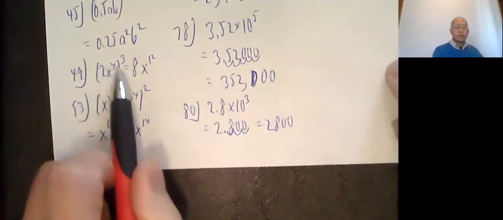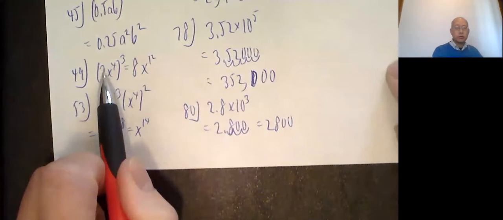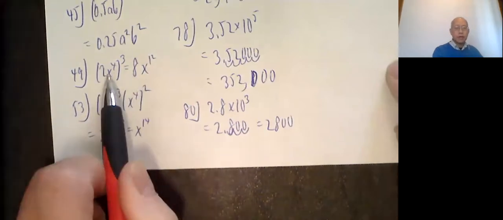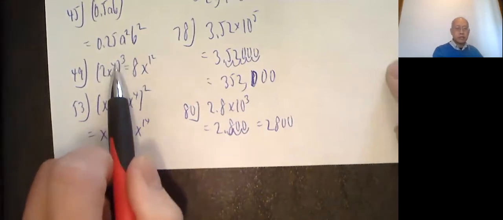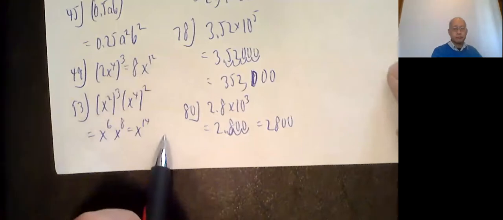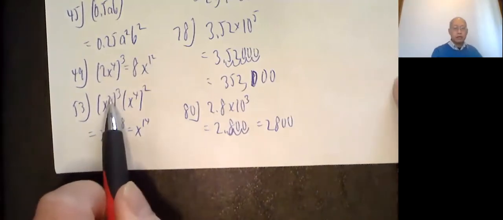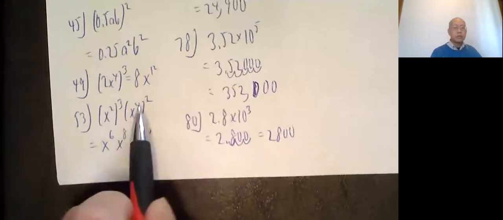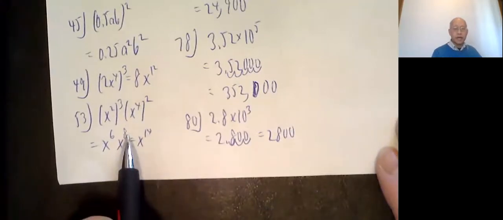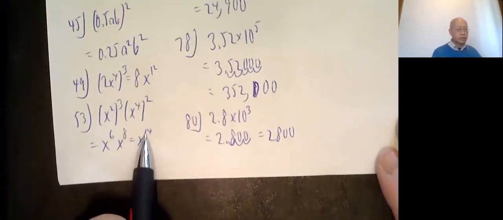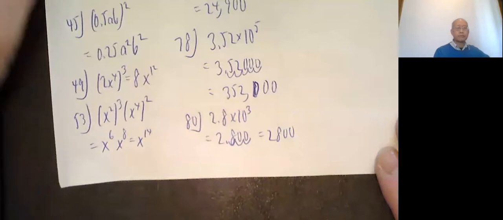2x to the 4th cubed, you cube the 2. 2 cubed is 8. x to the 4th cubed, you multiply these exponents, so x to the 12th. 53, x squared cubed is x to the 6th. x to the 4th squared is x to the 8th. And then I add the exponents, x to the 14th.